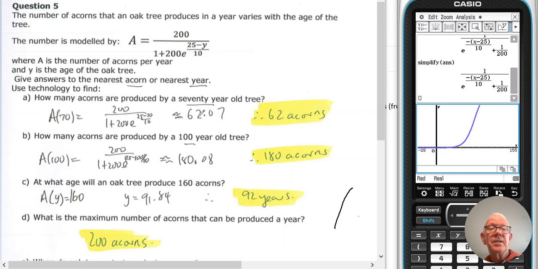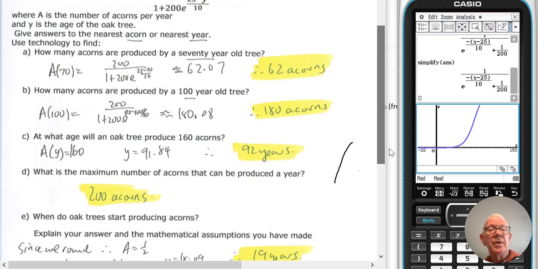So, okay, subbing in for a 70-year-old tree, how many acorns will it produce? Subbing in 70 gives me 62. How many acorns are produced by a 100-year-old tree? Subbing in 100 gives me 180. At what age would it produce 160? So make the equation equal 160 and solve, and that gives me 92.